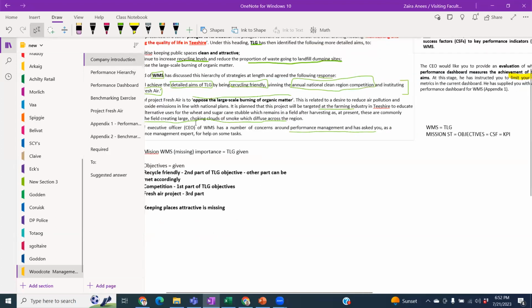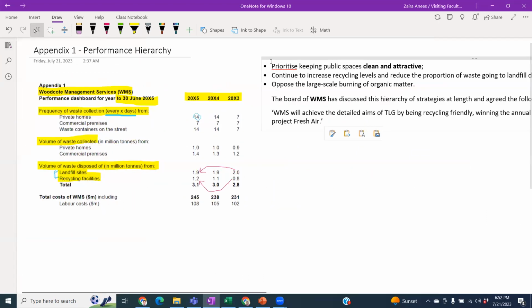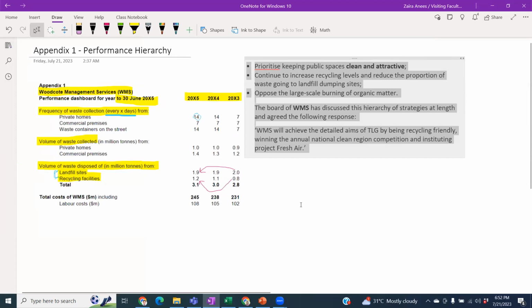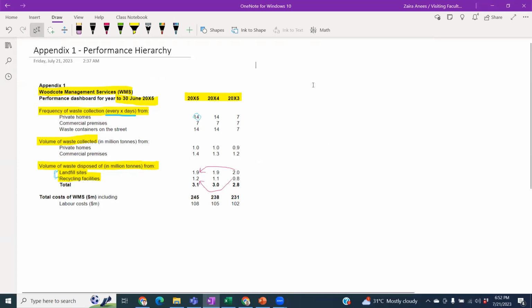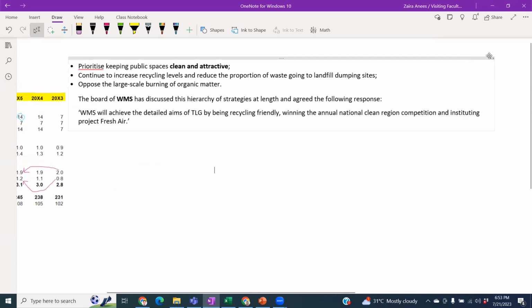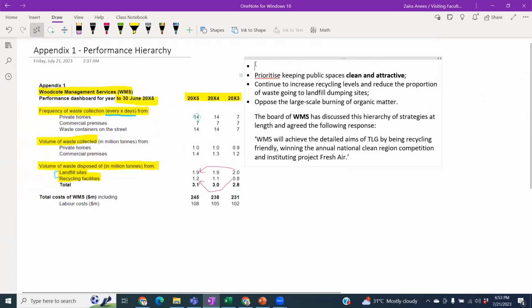So let me try to copy and paste the objectives of TLG and WMS here. Right. So, okay, fine. Okay. So now you have to analyze whether these objectives are in line with the overall objectives of TLG and WMS, right? So these are the objectives of TLG, sorry.